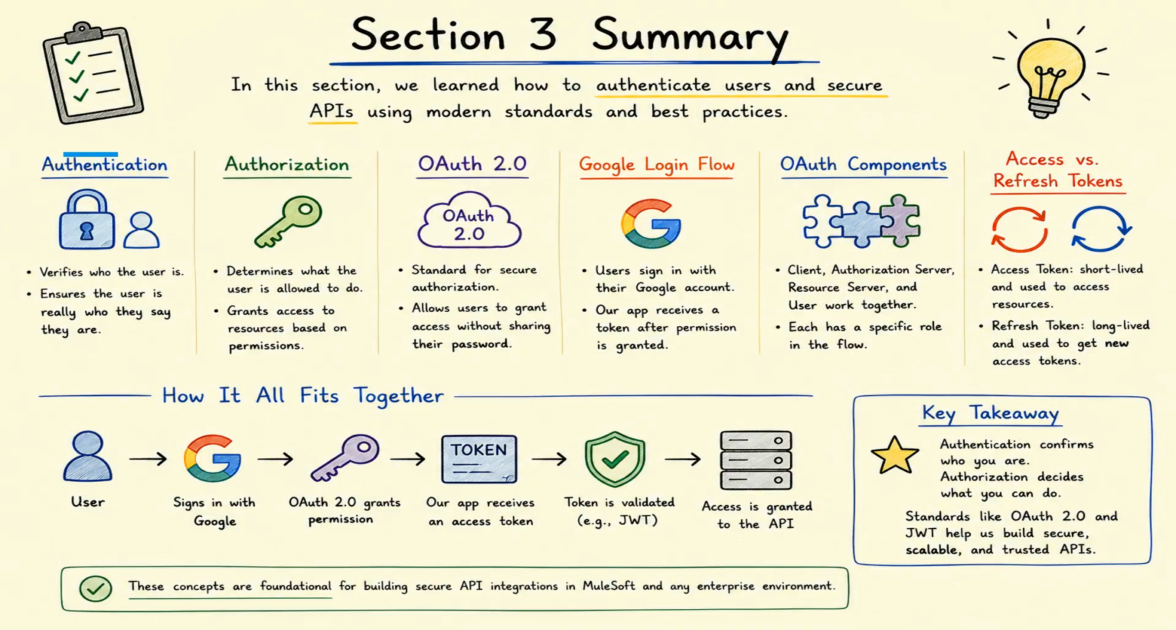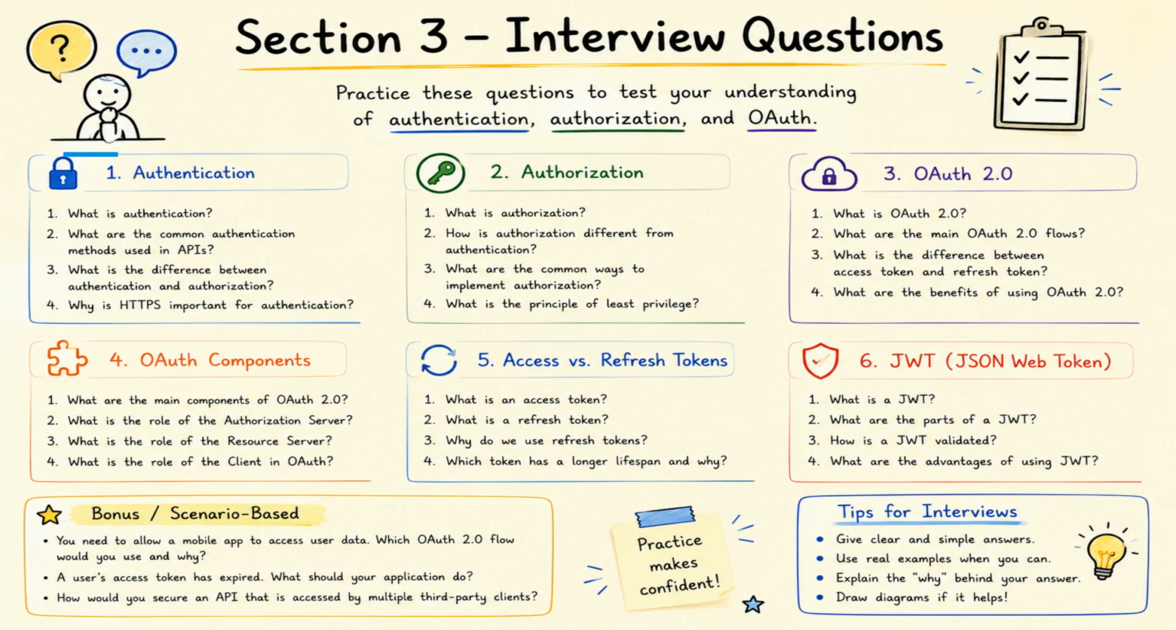We've reached the end of Section 3, and these interview questions are designed to help you review the most important authentication and authorization concepts. As you look through the questions, don't focus on memorizing definitions. Instead, make sure you understand why each technology exists, when it should be used, and how the different concepts connect. Notice that the questions progress from authentication and authorization to OAuth 2.0, tokens, JWT, and real-world scenarios. If you can confidently explain these topics in your own words, you'll be well prepared for MuleSoft, API development, and integration engineering interviews.